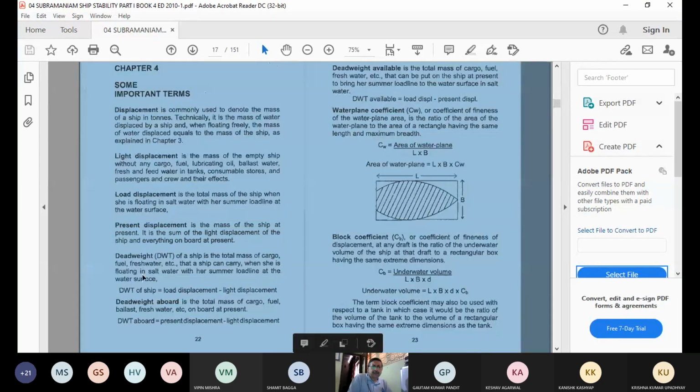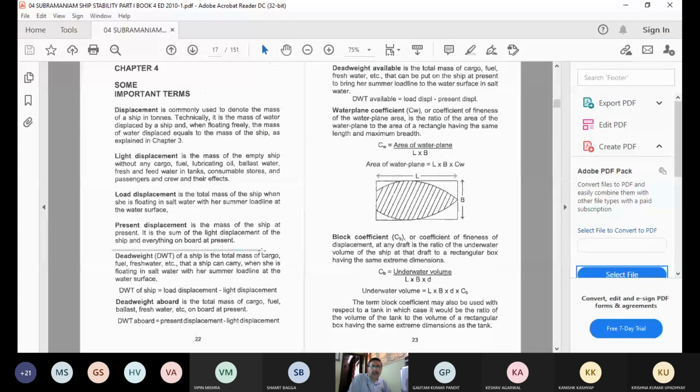Dead weight of a ship is the total mass of cargo, fuel, fresh water that a vessel can carry when she is floating in salt water with her summer load line at the water surface. So it is also called summer dead weight. So dead weight of the ship is the load displacement minus the light displacement. And dead weight minus the bunkers will give you the amount of cargo that you can carry.